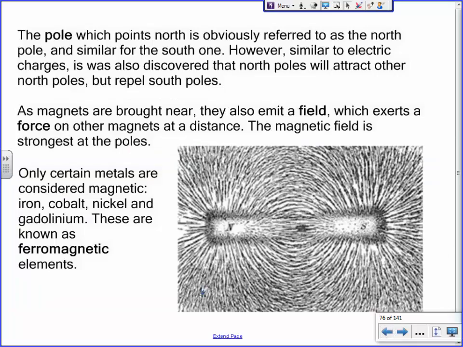Okay, I skipped a little bit of stuff on this slide right here. There are only 4 metals that I've at least researched. Maybe there's more, but these are the main 4 metals known to be able to have magnetic fields attached to them. So you've got your iron, your cobalt, your nickel, and your gadolinium. I'm a chemistry major, and we never use gadolinium, so the main 3 are probably the top 3.